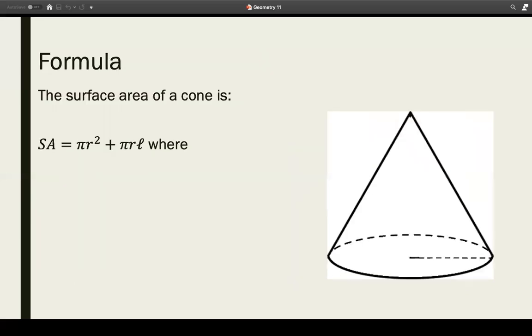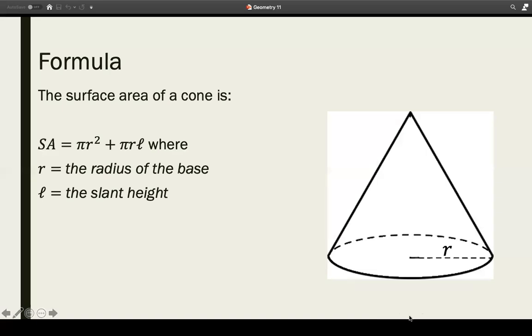All right, let's keep going. Let's talk about cones. So a cone, we've got a base that's a circle and a vertex. Our formula is the following. Pi r squared plus pi rl, where r is the radius of the base and L is the slant height.